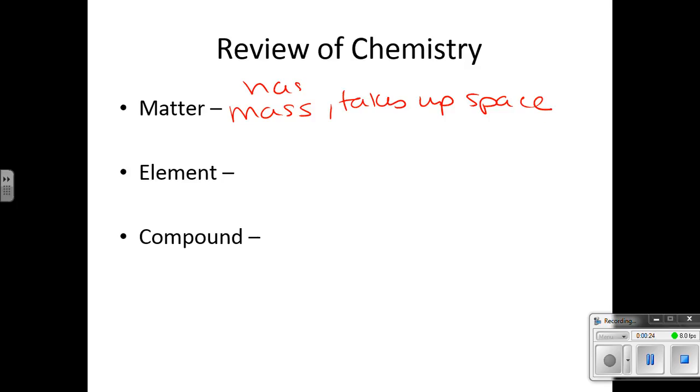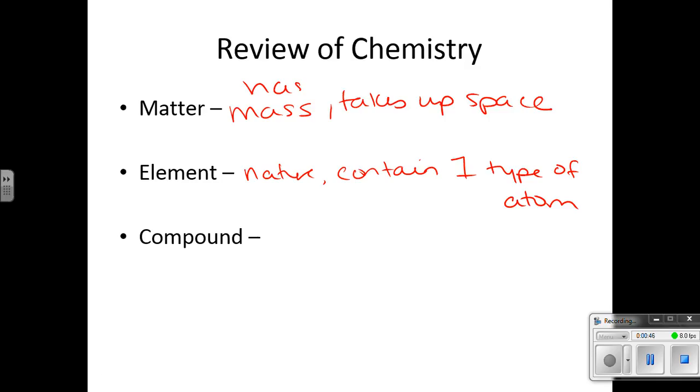Elements can be found on the periodic table. They are found in nature, and they contain one type of atom. So, for example, carbon is an element, and so carbon would only contain carbon atoms.